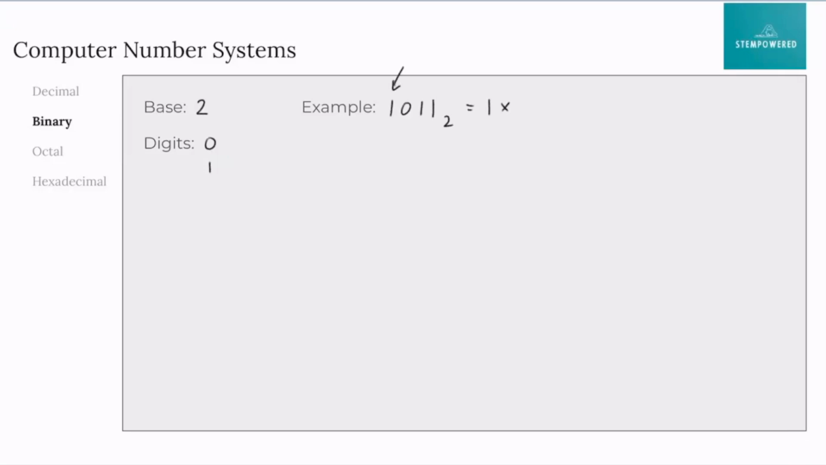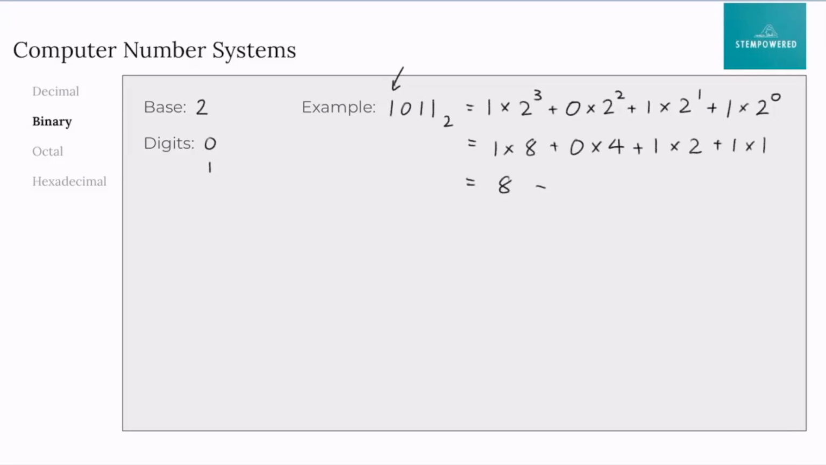This one is going to be 1 times 2 to the power of 3 because it's at the 3rd position. Plus this 0 is going to be 0 times 2 to the power of 2. It's at the 2nd position there. 1 times 2 to the power of 1 plus 1 times 2 to the power of 0. When we multiply this out, 8 plus 0 plus 2 plus 1. So we'll see that this number 1011 in binary is 11 in decimal.